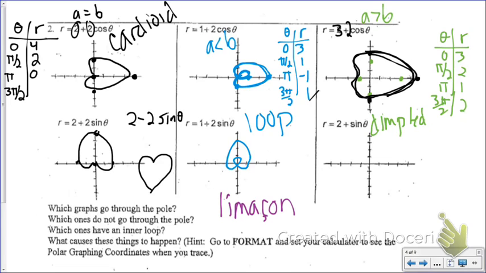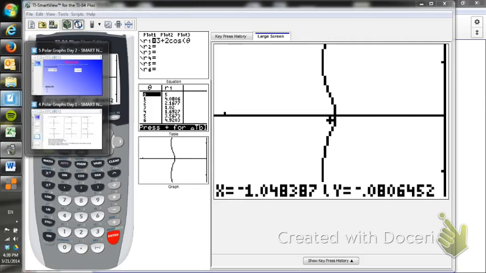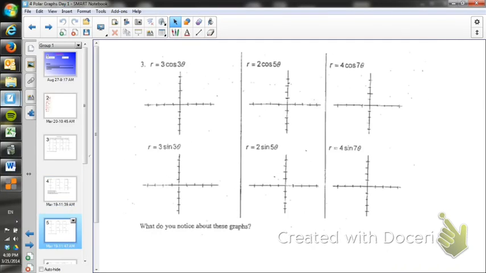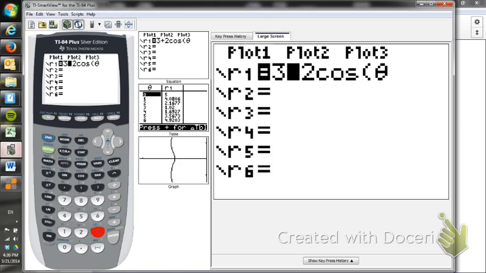Alright, now the last shape we're going to look at is a little bit different again. There's a lot of different kinds of shapes we can make with our polar graphs. So we're going to do the top 2 and the bottom left one. We're going to graph 3 sine 3 theta, 2 cosine 5 theta, and 3 sine 3 theta, and see what those look like. So I'm going to start with 3 cosine 3 theta. And I'm going to change my window back.